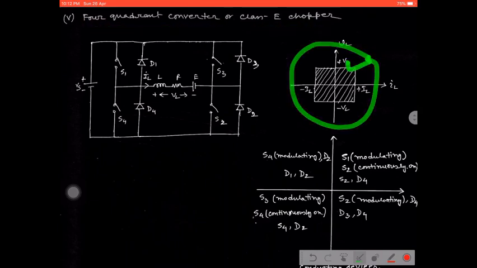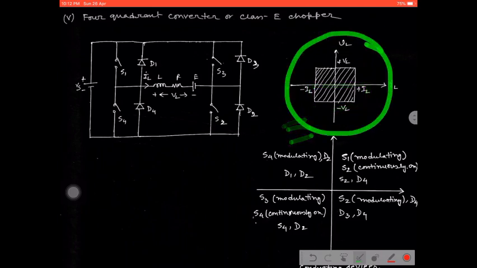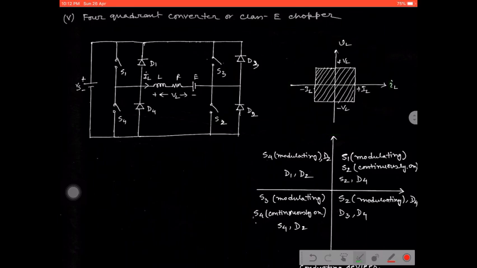This is class A, this is class B, the summation of these two is class C, and this is the opposite of class C, which will give you class D. As we know, class C plus class D will give you the class E chopper. That is why it will cover the 4-quadrant operation. Okay, as we know, the first case was what? That is S1 and D4 for the class A chopper.